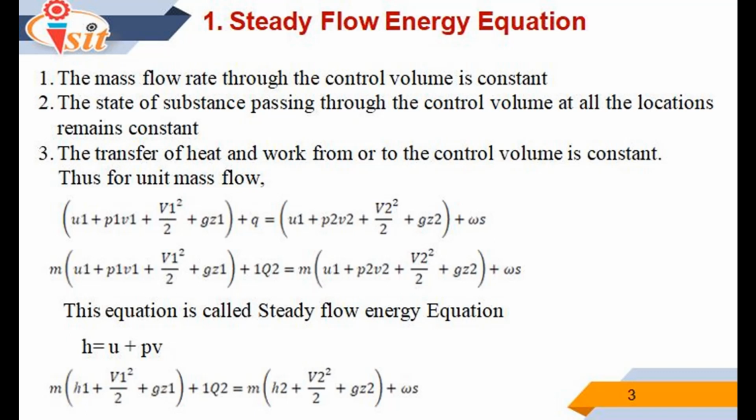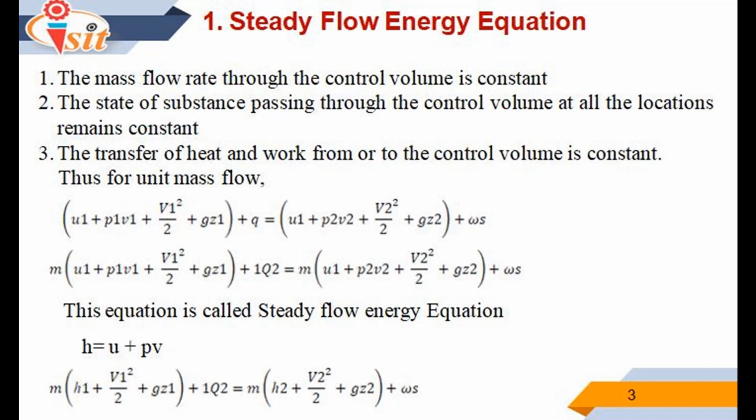Thus, for the unit mass flow, the equation becomes (U1 + P1V1 + V1²/2 + gZ1) + Q = (U2 + P2V2 + V2²/2 + gZ2) + Ws.